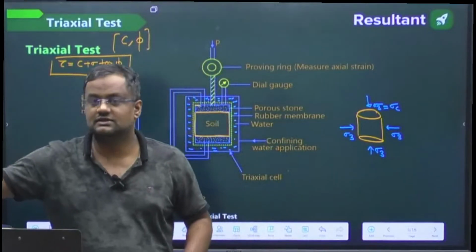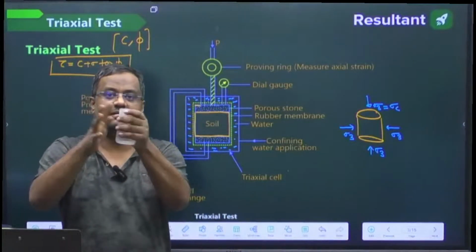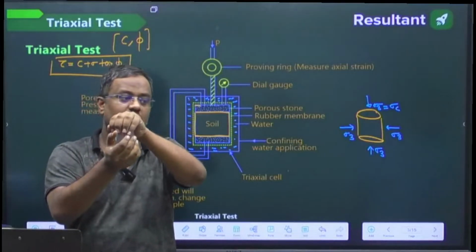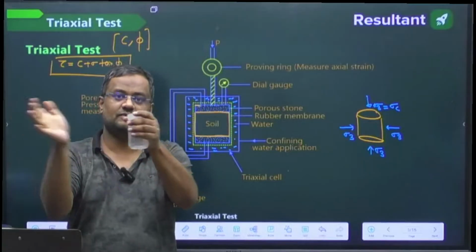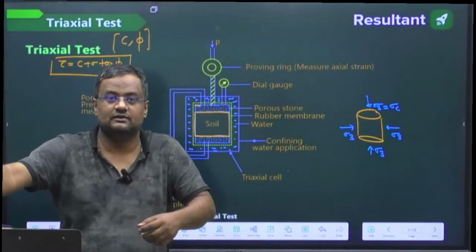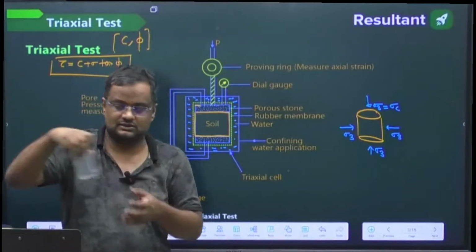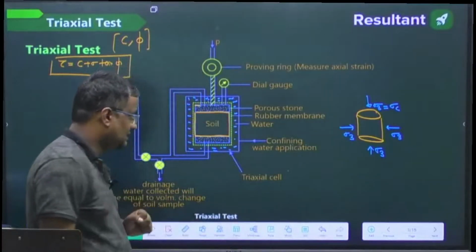Suppose this orange one is the soil sample, and I am applying sigma 3 from all sides, from the water. So this soil is now confined from all directions, and this sigma 3 is coming from this water, or cell pressure.